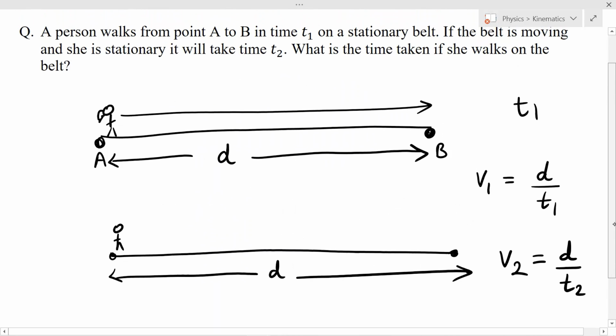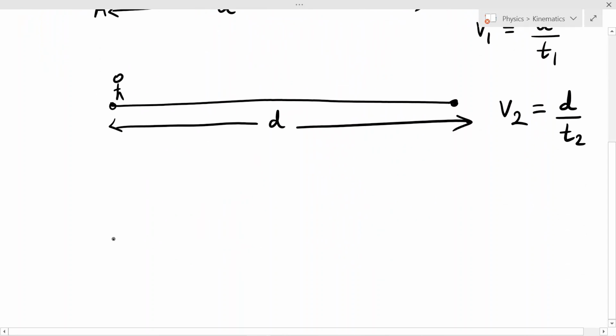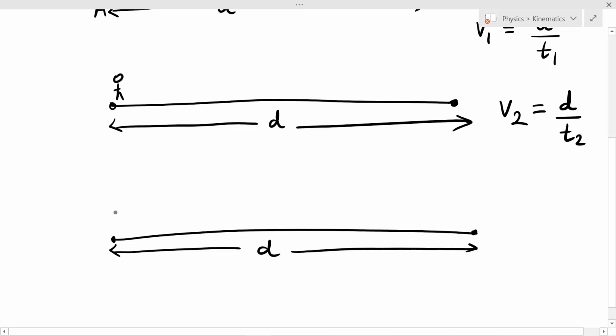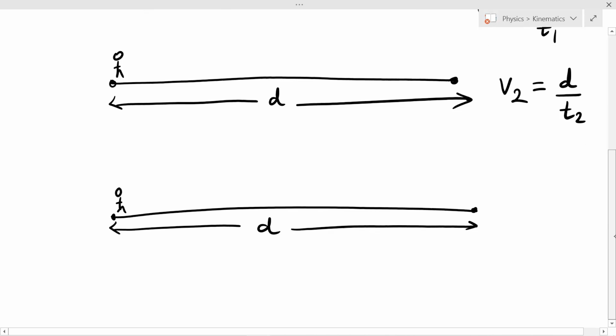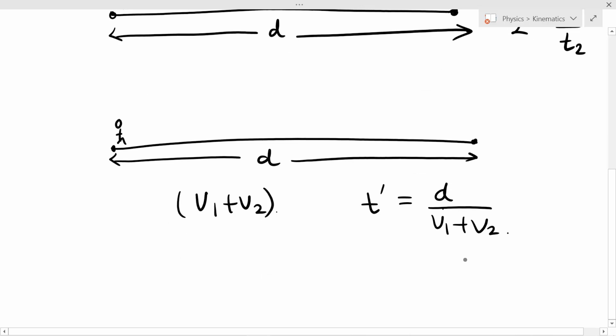Now they have asked what is the time taken if she walks on the belt, on the moving belt to be precise. So on the moving belt, if she walks, this is distance d, and the belt is in motion and she is also in motion. So the total speed will be v1 plus v2. That is, the time taken t dash will be the distance d divided by v1 plus v2. v1 is the speed of the girl and v2 is the speed of the belt.